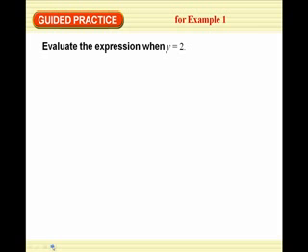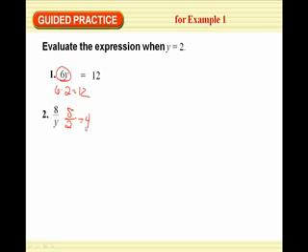So here's our guided practice. You're doing this along with me. Evaluate the expression. Remember, evaluate means give me the answer. So when we have 6y, that means to multiply, so it's 6 times 2, because y equals 2, which is 12. So we can see right here, 12. 8 over y, that's 8 divided by y. 8 divided by 2 is 4.